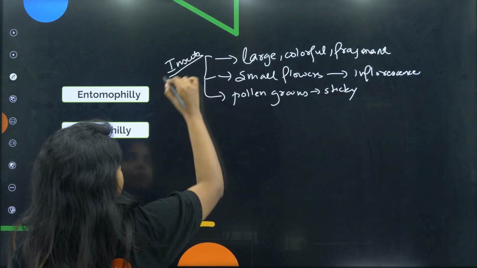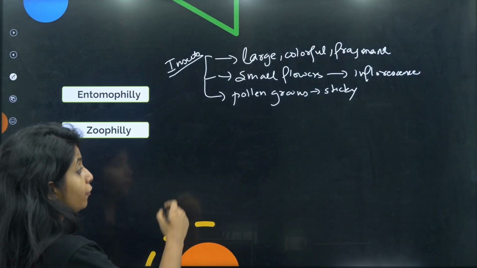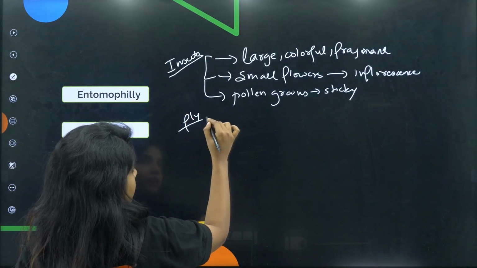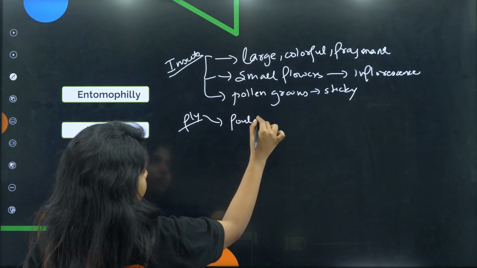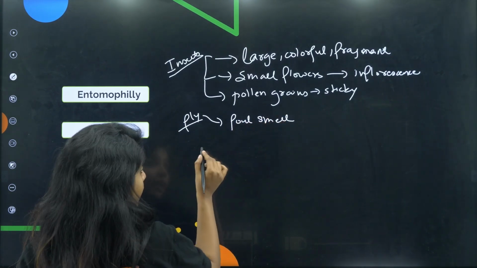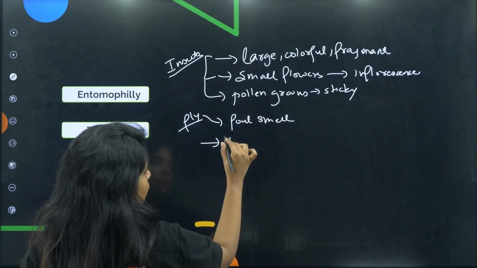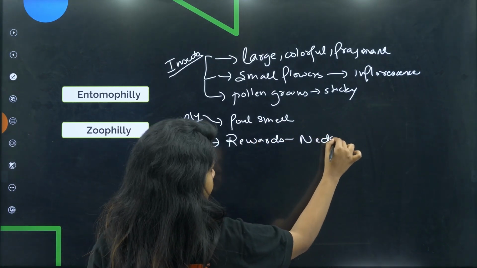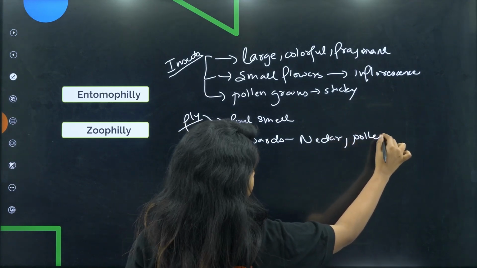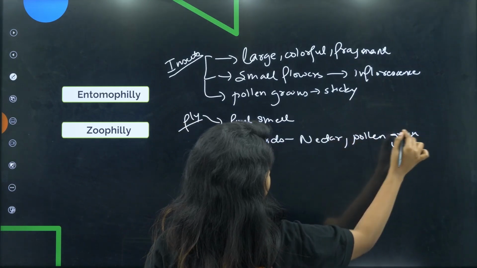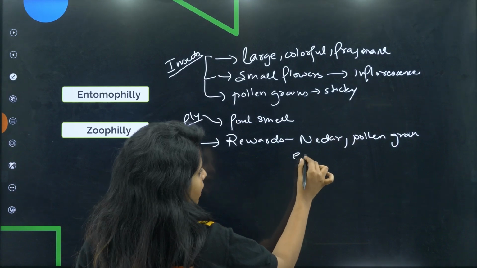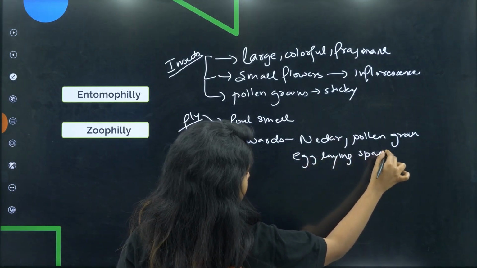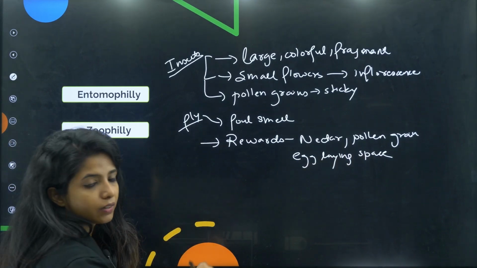Next thing, what do we have apart from that? If you are talking about flies and things like that, foul smell should come. Okay. And if you want insects to come, you should be giving rewards. What are the rewards? Basically nectar, or you give pollen grains. Some of it will eat, some of it will take it on its body, right? And also egg laying space. Egg laying space. Example, what is the example that we have over here?